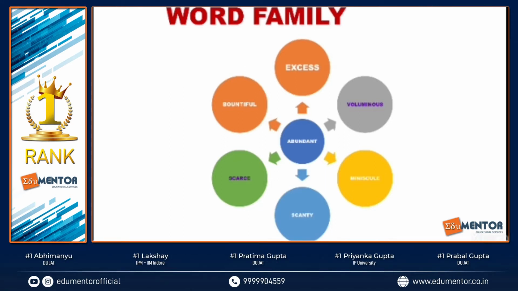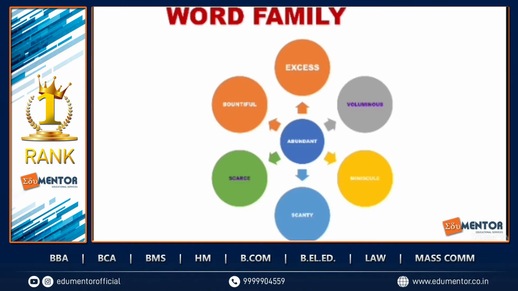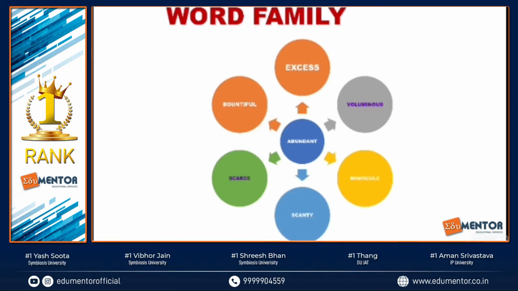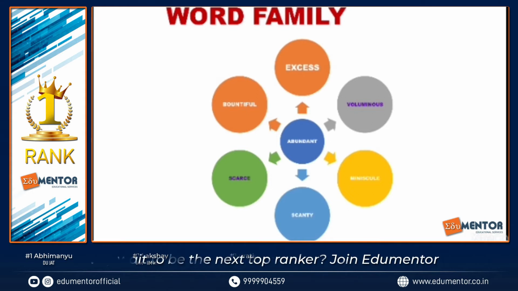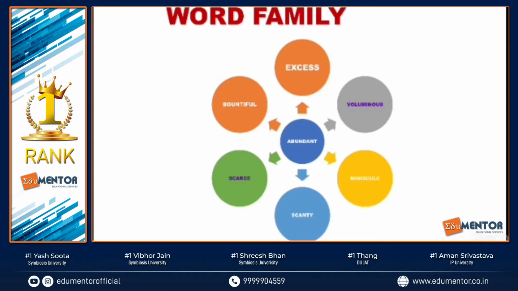So we have six words. The top half and the bottom half are different, of course. The top half, that is bountiful, excess, voluminous, are more or less the synonyms of the central word abundant, which means a lot. So when one says bountiful, excess, or voluminous, they do mean something that is a lot. They have the exact same meaning as that of abundant.